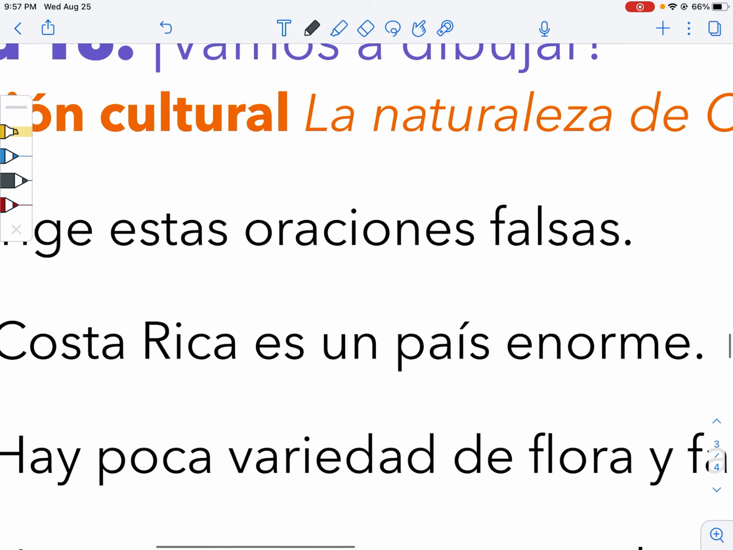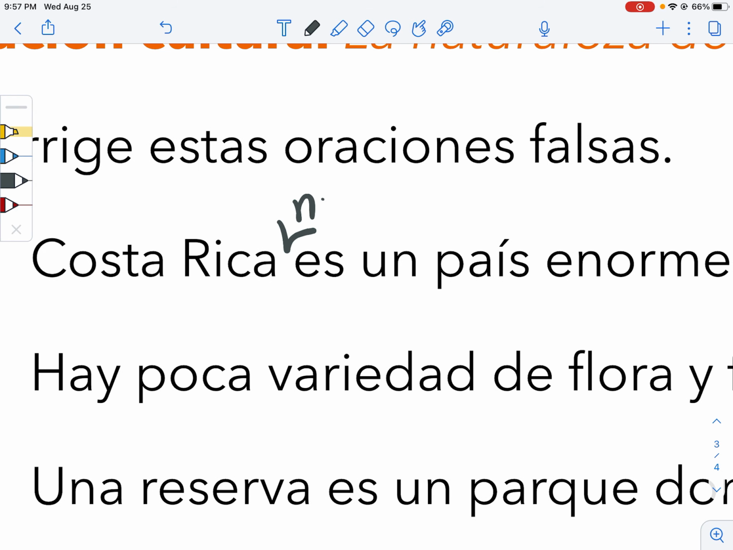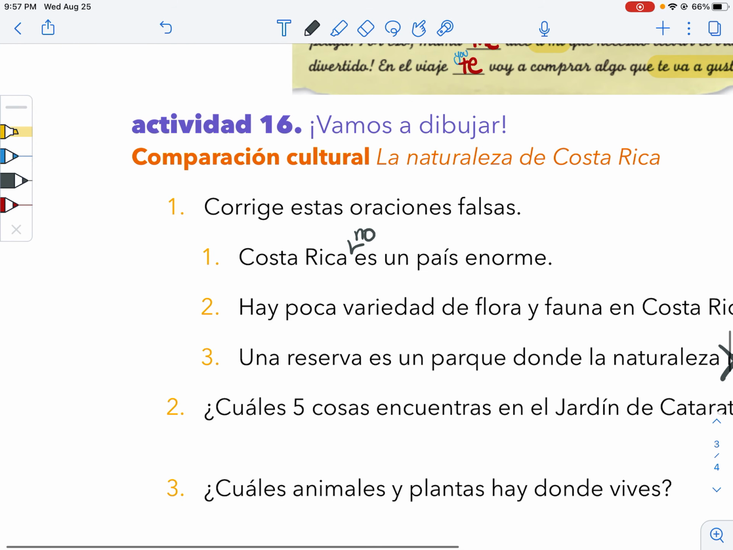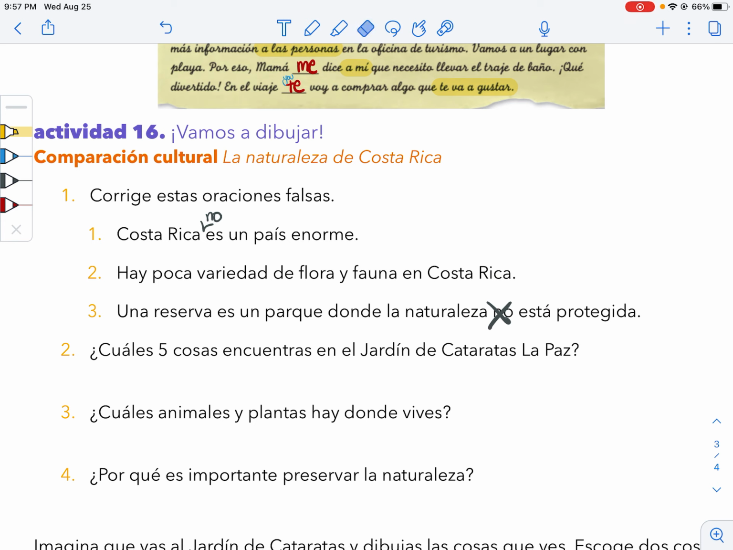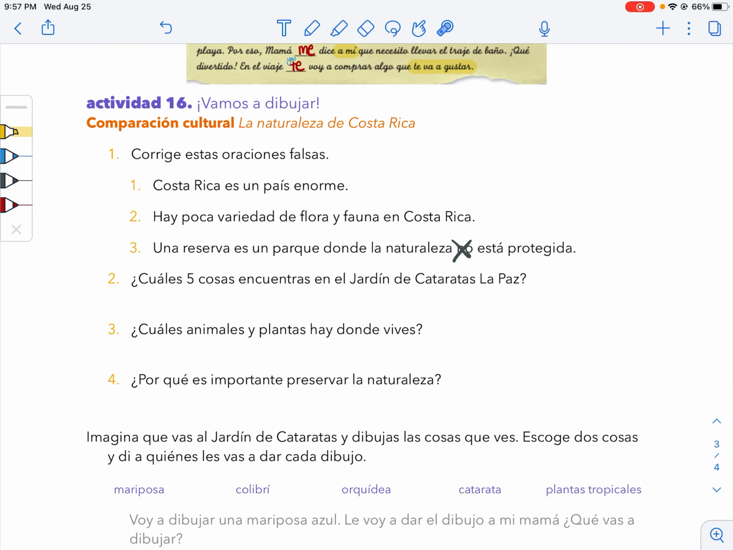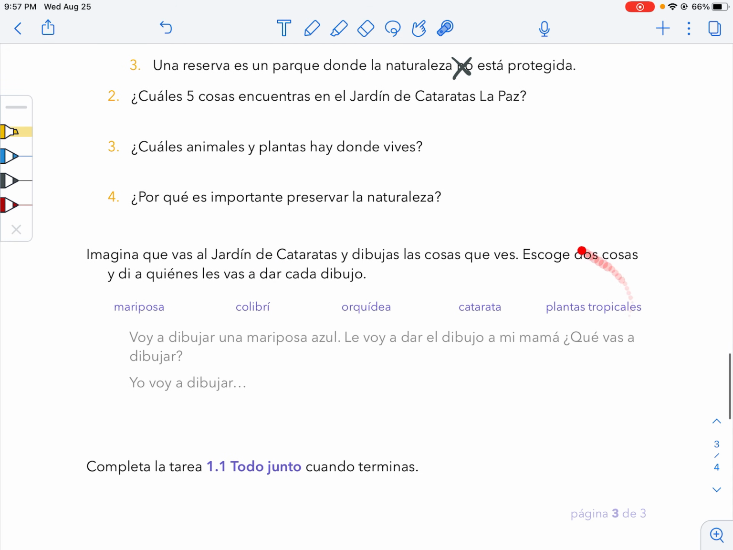What's not a valid correction is Costa Rica no es un país enorme. That doesn't tell me that you understand the actual fact. So do not correct it like this. This is an okay correction. Instead, correct something that will make the sentence true. Anyway, ask the questions. And then we will do this in class, chatting with each other.